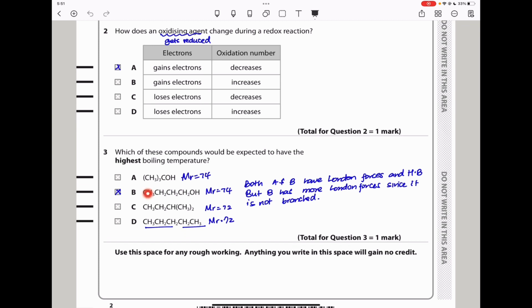So the one that is unbranched, having the same chance of formation of intermolecular hydrogen bonds, yet having the highest overall molar mass in comparison to the others, is going to be the B. So B is correct. Remember, B and A have the same molar mass, but A is highly branched, meaning it will have fewer London forces in comparison to B. So question 3, the answer should be a B.